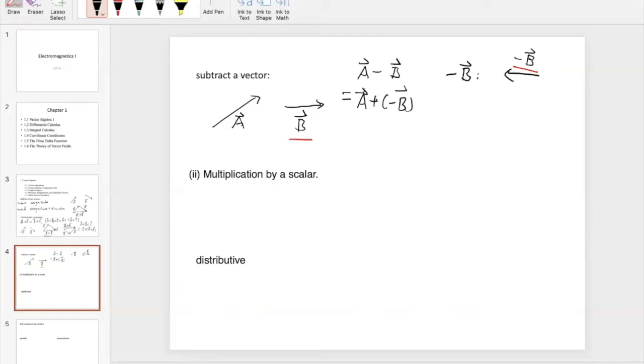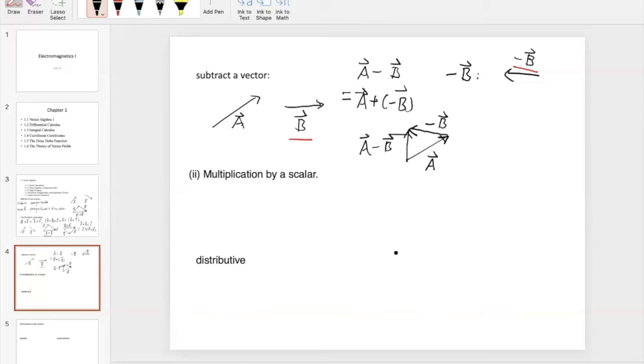Now let's do the addition. So let's first draw A. And now let's draw negative B, which is going here. This is negative B, and you connect the starting point of A and the ending point of negative B. That will be A subtracted by B. Okay, this is subtraction.